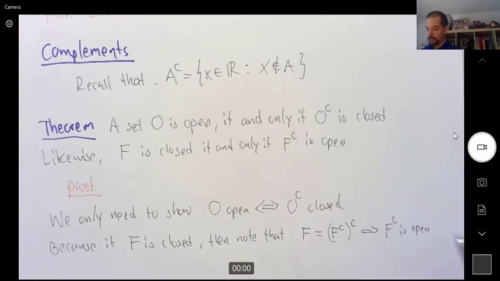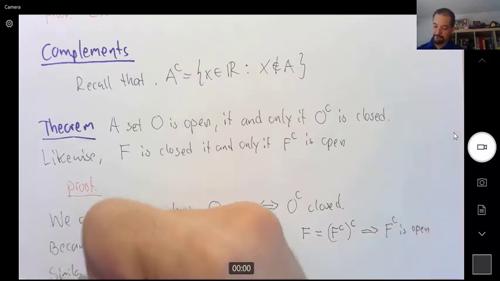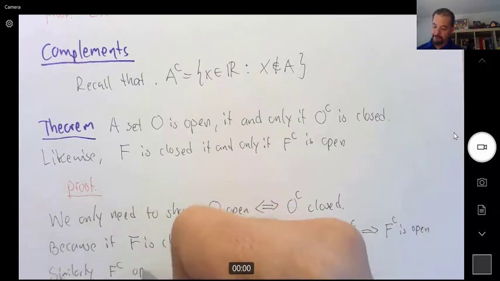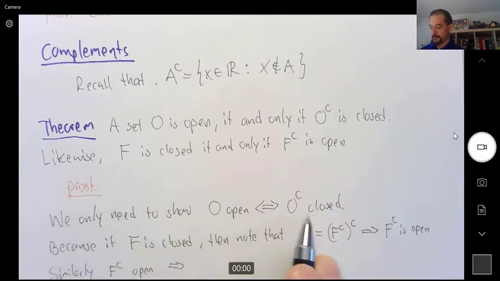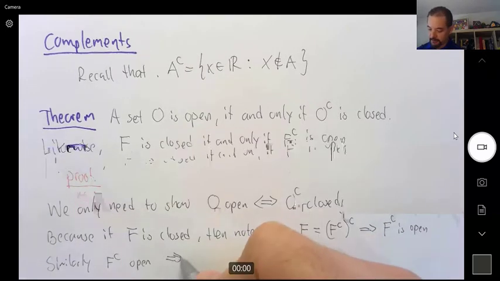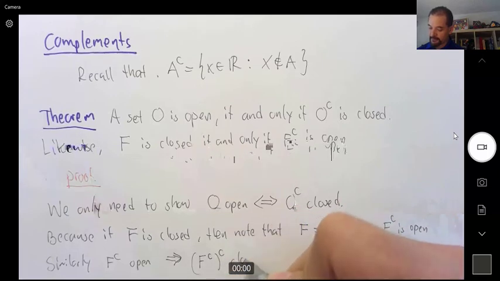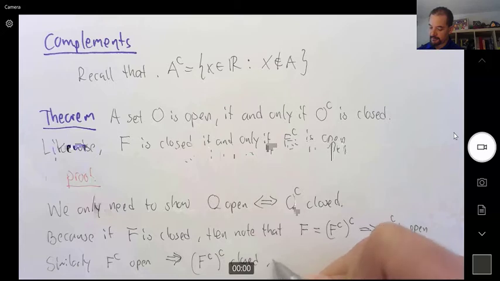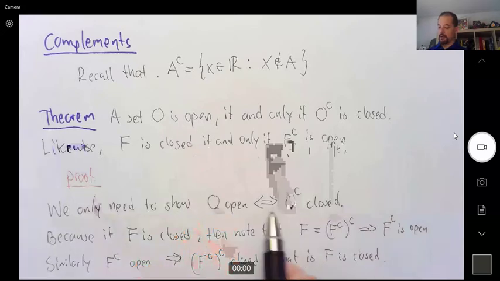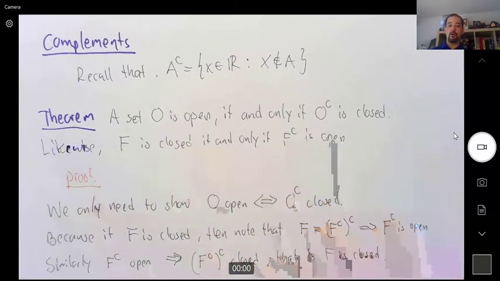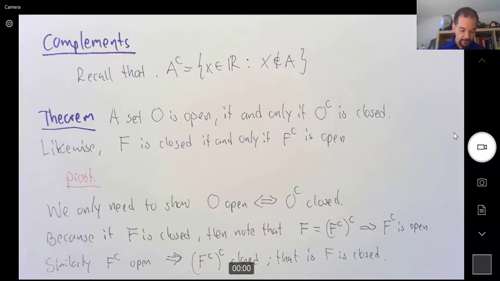And we can also do it the backwards way. If you know F complement is open, similarly, F complement open implies, this time going forward, if something is open, then its complement is closed. So F complement complement is closed, but F complement complement is F itself. Okay, so that's my little explanation of why we only need to do the first part: O open if and only if O complement closed. Let's do that. How do we prove that?